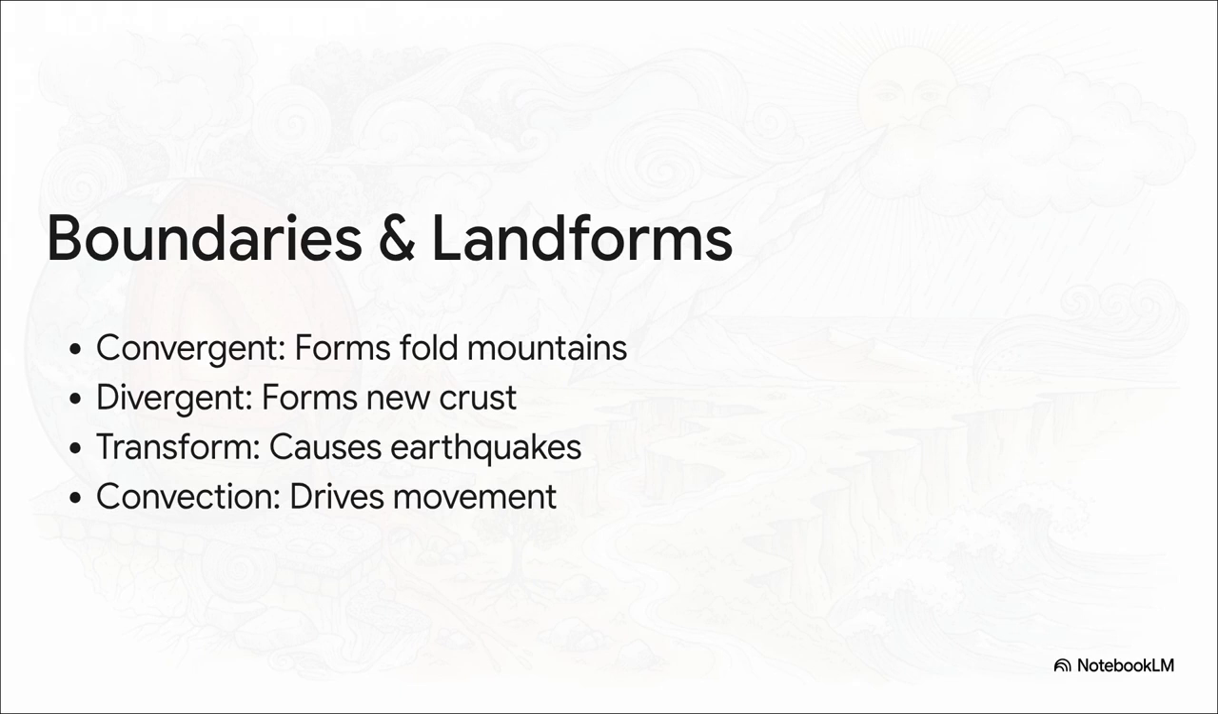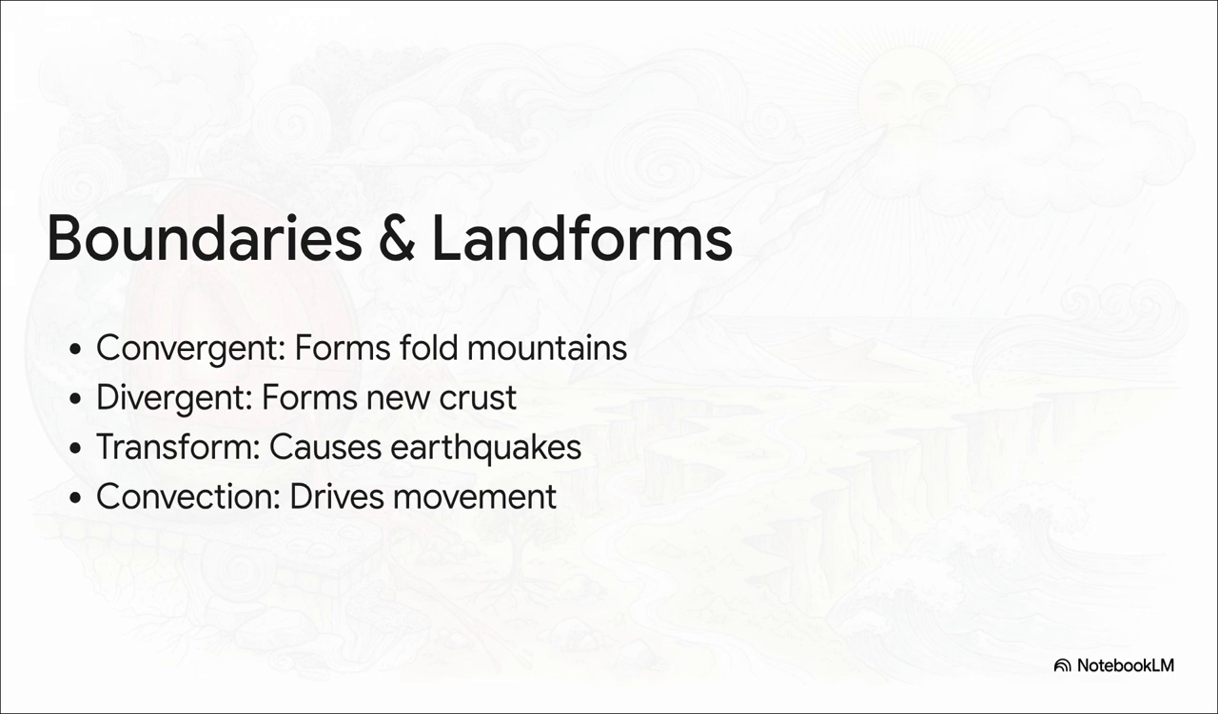The Earth literally crumples upwards, forming massive fold mountains like the Himalayas. And fun fact, because that collision is still happening right now, the Himalayas are actually still growing about an inch every single year. Now, if it's an ocean plate hitting a continental plate, the ocean plate sinks, and that causes deep earthquakes and volcanoes. Then we have divergent boundaries.